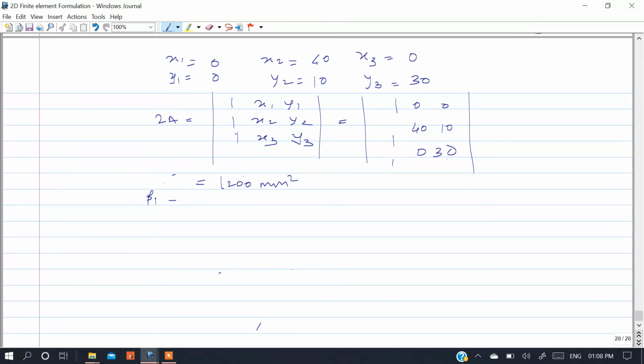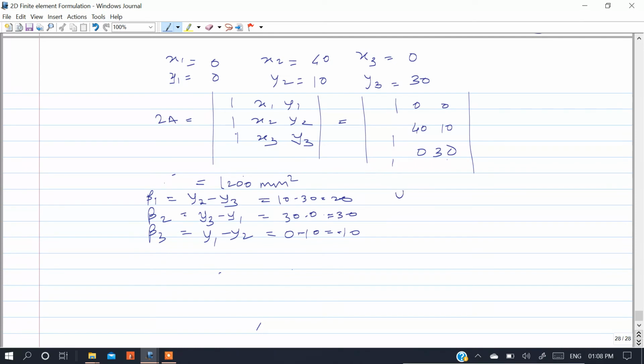Okay, now find out the beta and gamma values. Beta 1 is y2 minus y3, so 10 minus 30 is minus 20. Beta 2 is y3 minus y1, so 30 minus 0 is 30. Beta 3 is y1 minus y2, 0 minus 10, that is minus 10. Similarly gamma 1, gamma 2 and gamma 3: x3 minus x2, x1 minus x3 and x2 minus x1. After solving this we get 40, 0 and minus 40.